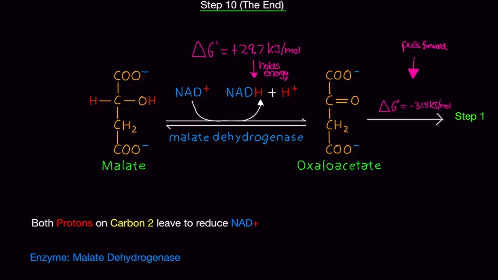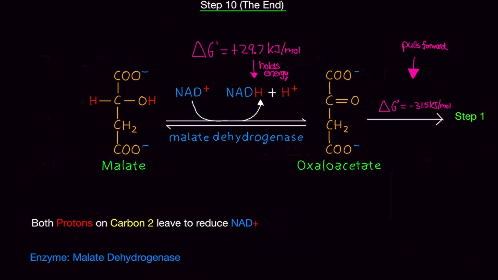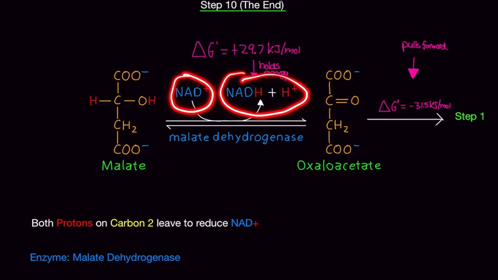Step 10. The end. So, what's going to happen here? Well, the reason this looks different is that it's the same thing, right? CH2, this is CH2. I just wrote it differently, so it's easier for you to understand. But the hydrogen, the proton on carbon 2 and the OH on carbon 2 is going to help us reduce NAD plus to NADH plus H. So this is carbon 2, so the proton here leaves to reduce NAD plus to NADH plus H.